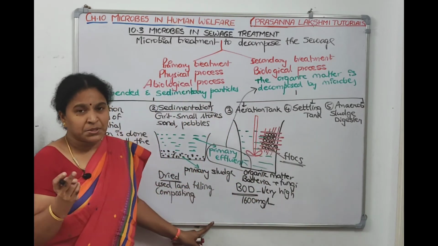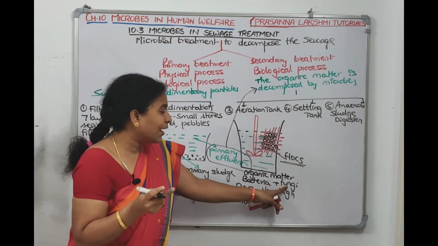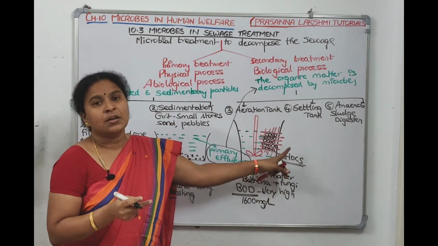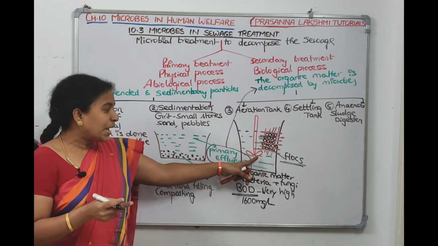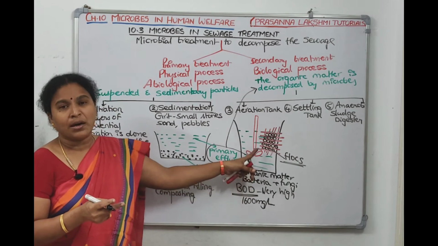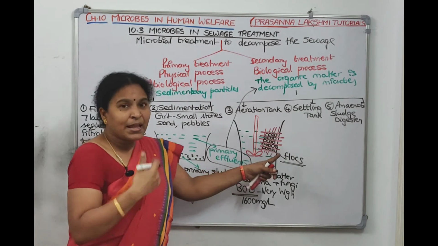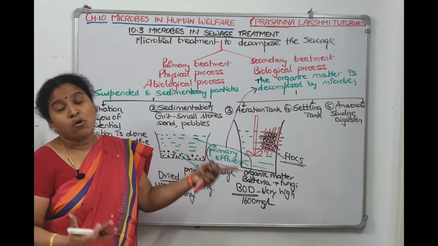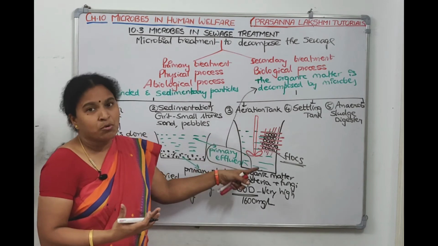So heterotrophic microorganisms like bacteria and fungi will make flocs here. Now these flocs secrete enzymes and start decomposing the organic matter. When they are growing, they require more oxygen, so they consume more oxygen.